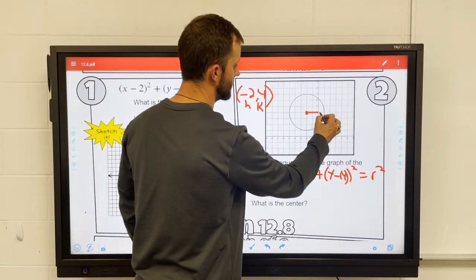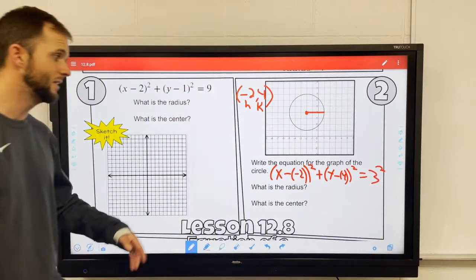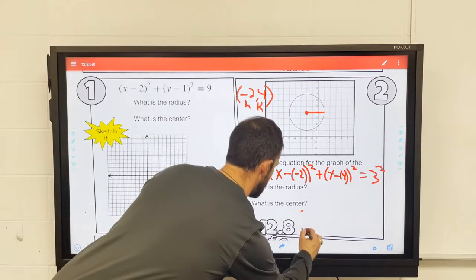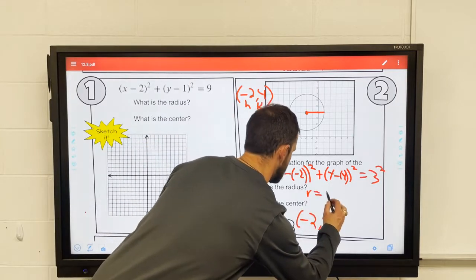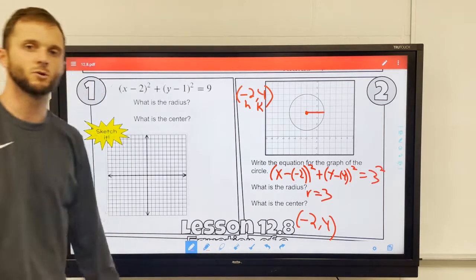So 1, 2, 3. The radius here is going to be 3. So, ladies and gentlemen, this would end up being the equation of your circle. Right now my center, I already found it, was negative 2 and 4, and the radius of my circle was actually 3, okay?